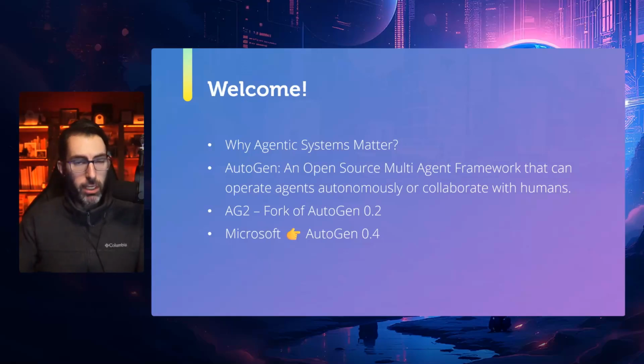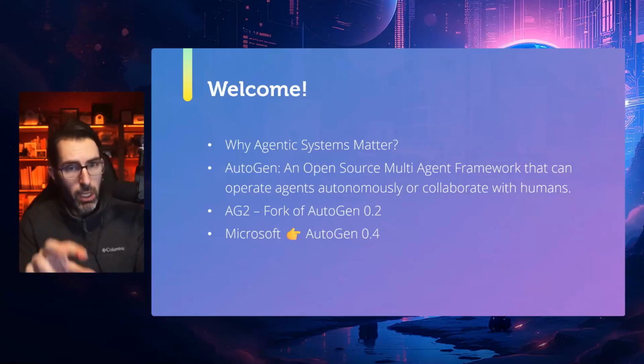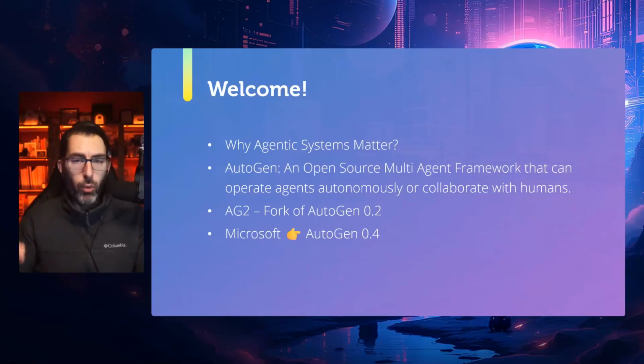Let me look at the slide to make sure I didn't miss anything. Yes, we kind of covered why agentic systems matter. AutoGen is an open source multi-agent framework that can operate agents autonomously and collaborate with humans, which is the part that I missed, and which is very important. When these agents work together, we want to be in the picture as well sometimes, because human oversight is helpful.